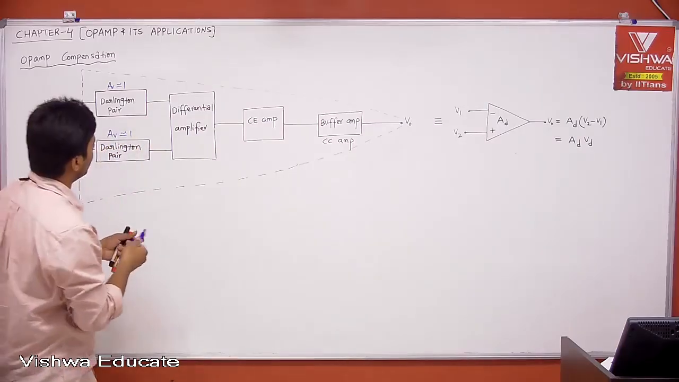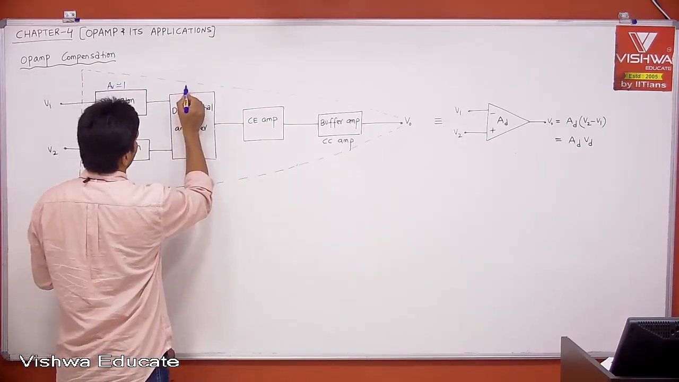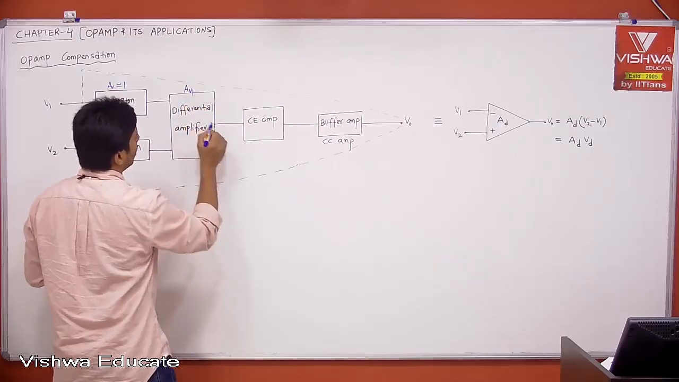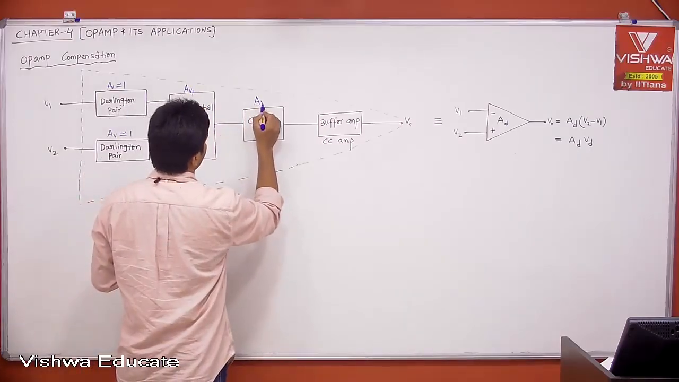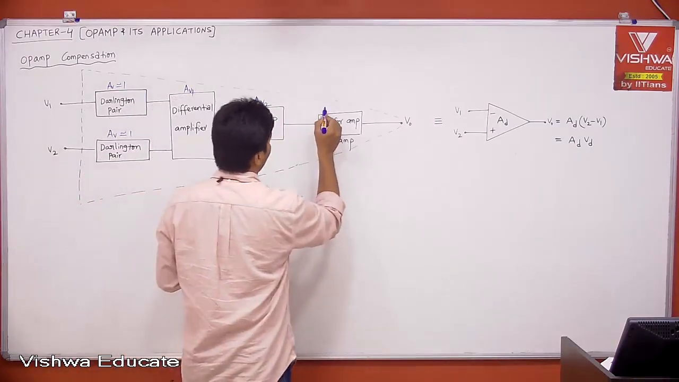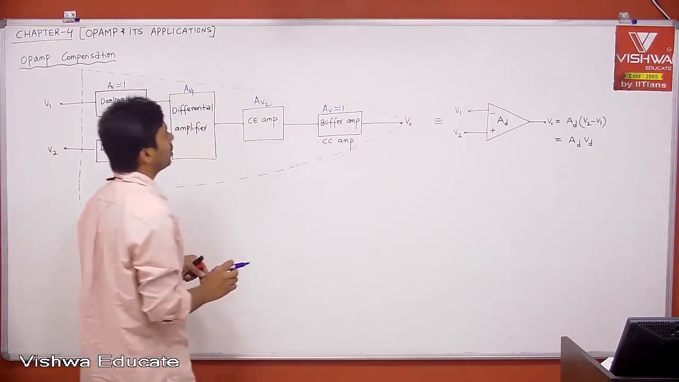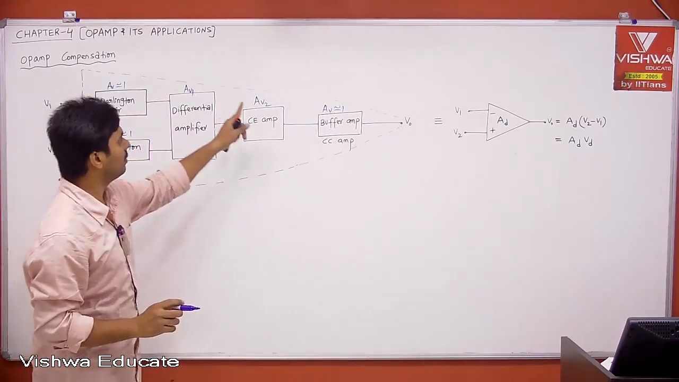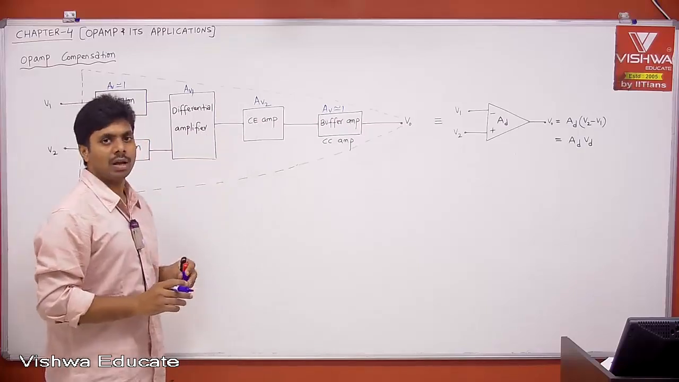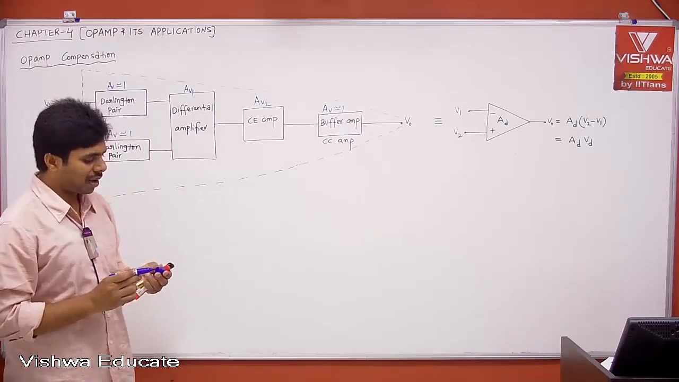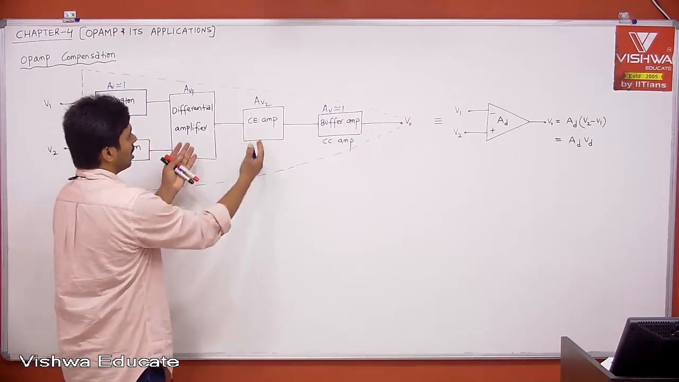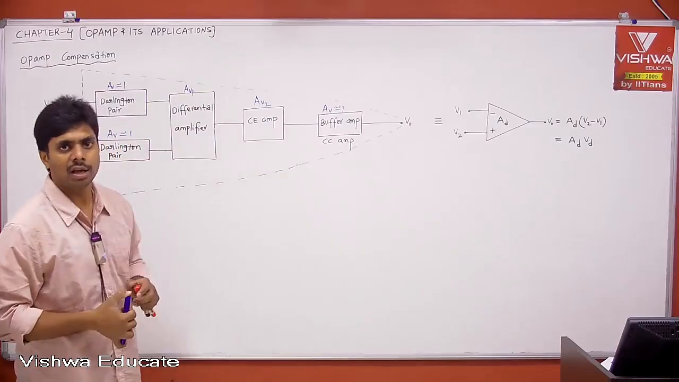Then what is the voltage gain of the differential amplifier? Let us say that is AV1, the voltage gain of the CE amplifier is AV2, and the voltage gain of the buffer amplifier is approximately equal to 1. Overall, what is your voltage gain? AV1 into AV2. These two are your main amplifiers or multi-stage amplification. Therefore, we are getting huge gain, that is fine.